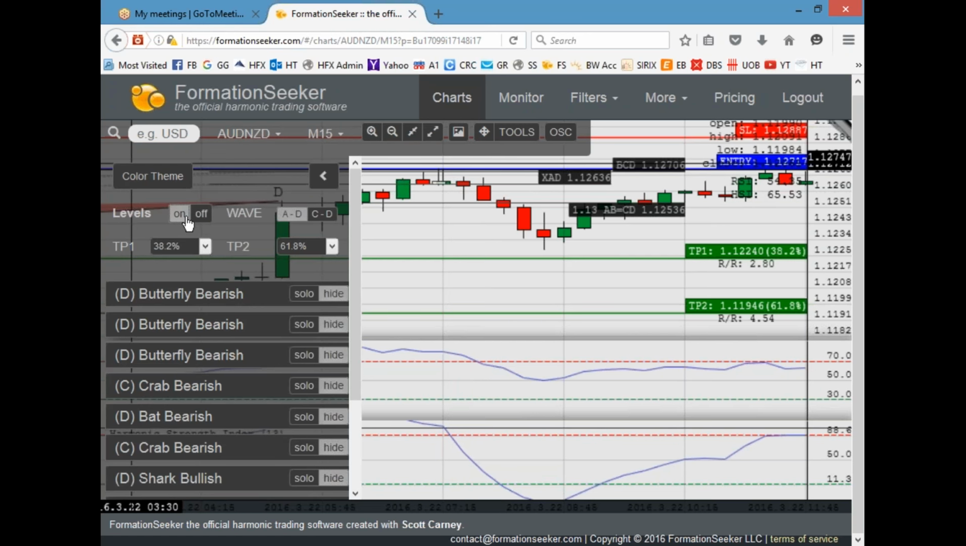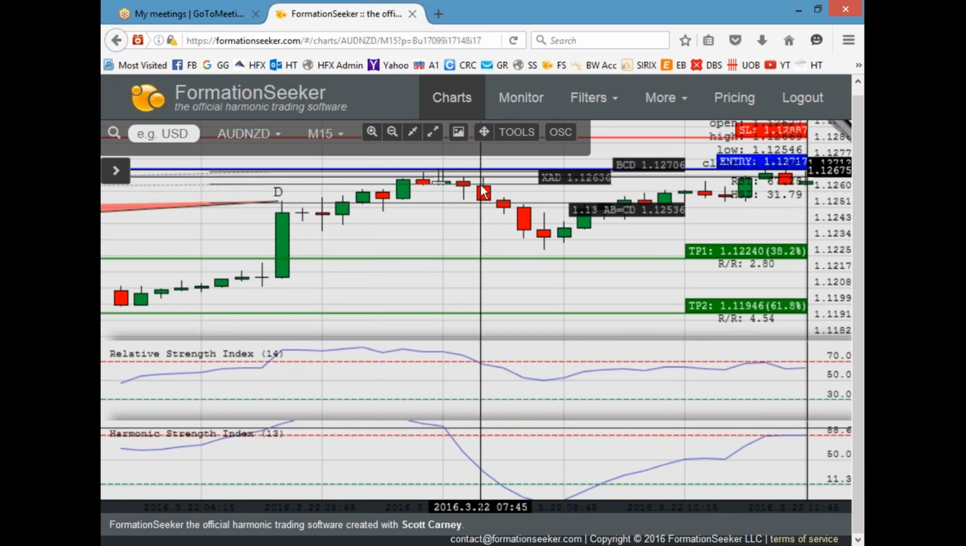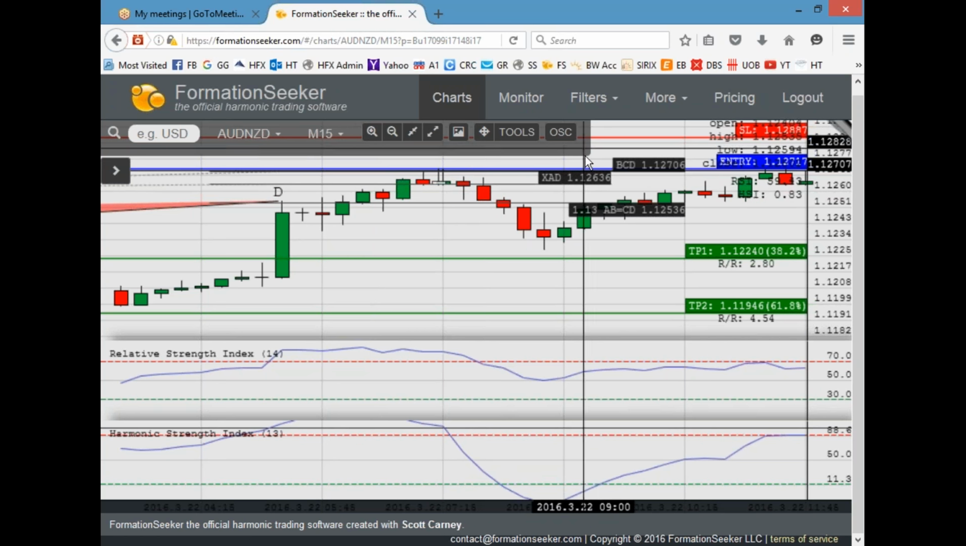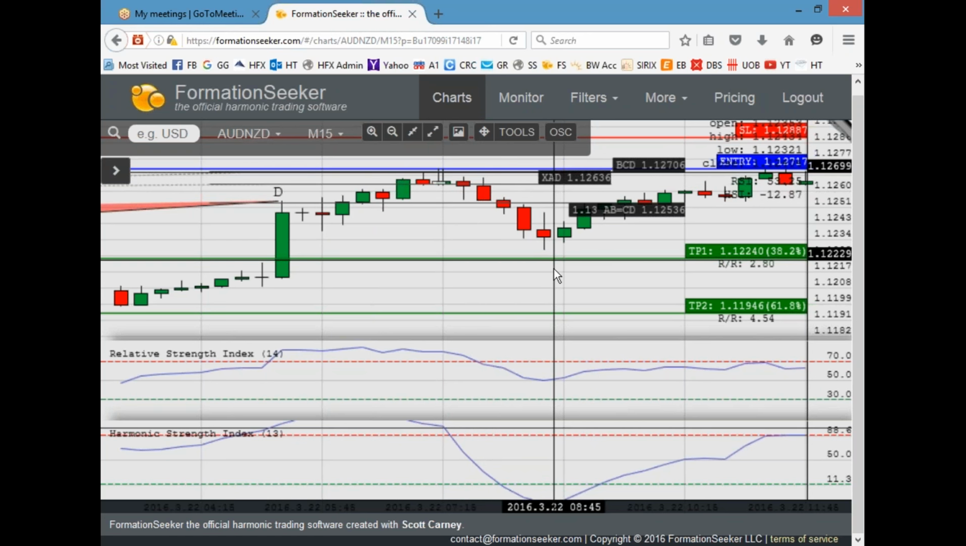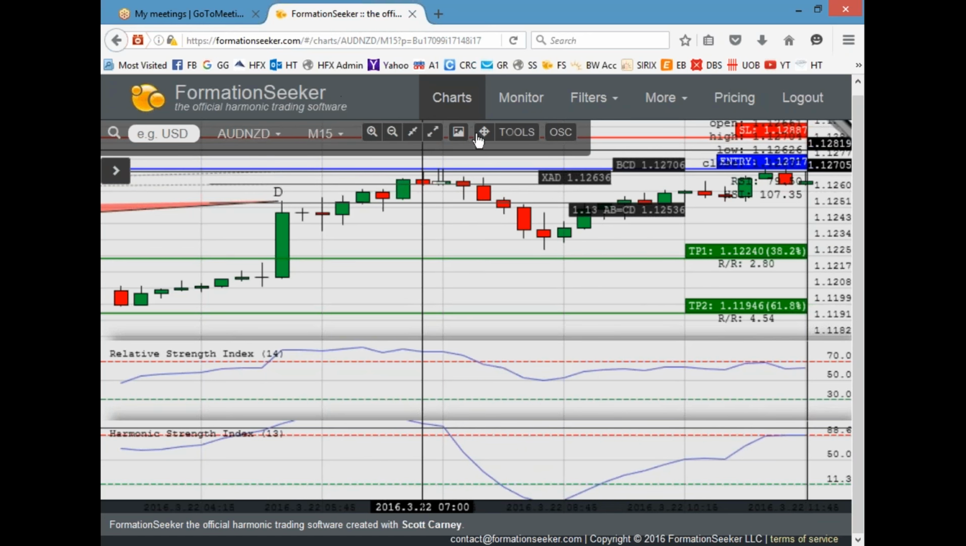So turn on levels. First of all, figure out your risk to reward. After this, you can enter here at 63. Your stop loss is going to be at around 90, so about a 25 pip stop loss. Your target one is 22, so it's about 1-to-1 for the first target. Yes, take it.